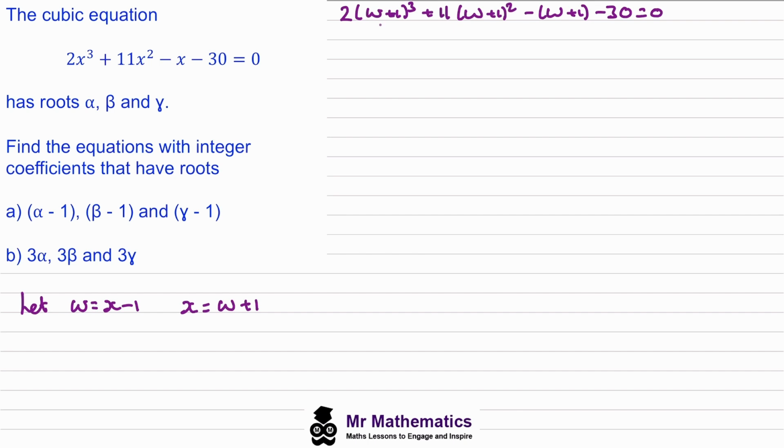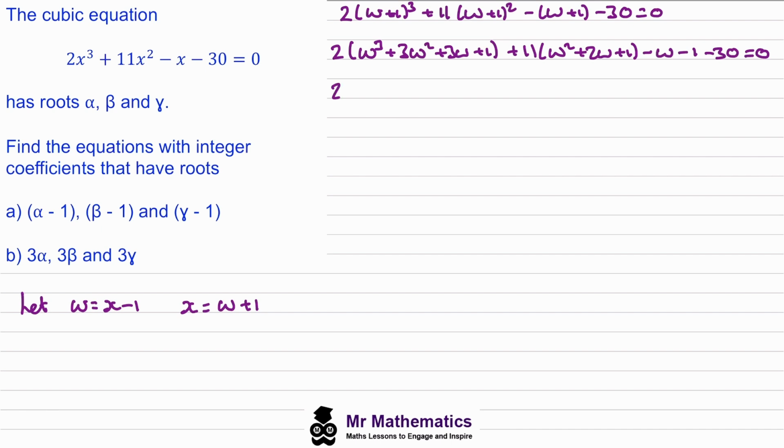We can use the binomial expansion to expand this out, so we've got two lots of w cubed plus 3w squared plus 3w plus 1, plus 11, and we'll expand that with w plus 1 squared, so w squared plus 2w plus 1. We'll expand out this bracket as a negative w minus 1, and then minus that 30, and this will equal 0. We can expand that with brackets and tidy up with constants.